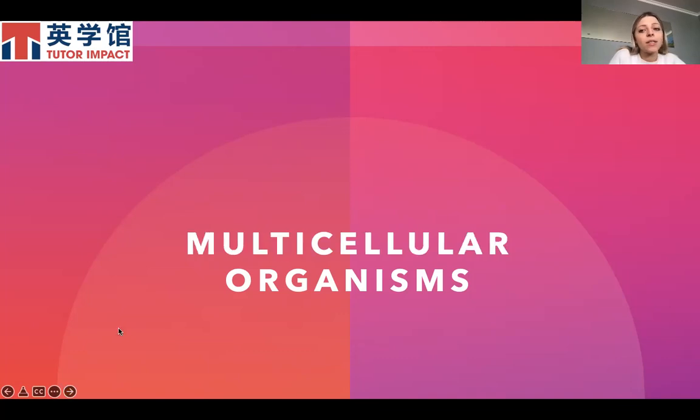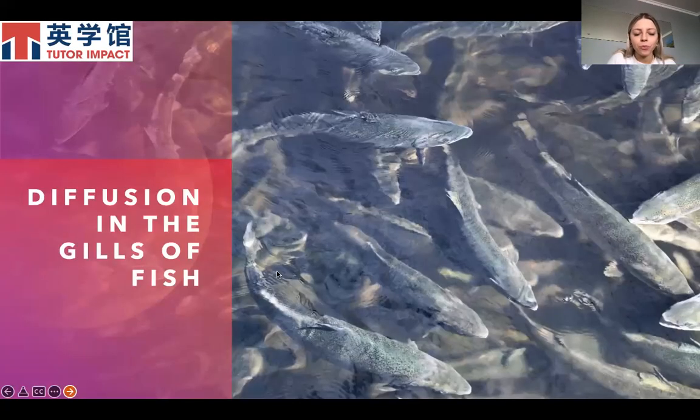Obviously, multicellular organisms are different because they're made up of lots of different cells. In multicellular organisms, the surface area to volume ratio is small, so they cannot rely on diffusion alone. So instead, surfaces and organ systems have a number of adaptations that allow molecules to be transported into and out of cells. So these are adaptations which make this transportation process much easier for these multicellular organisms. And we're going to look at an example of this now. So the example here is diffusion in the gills of fish.